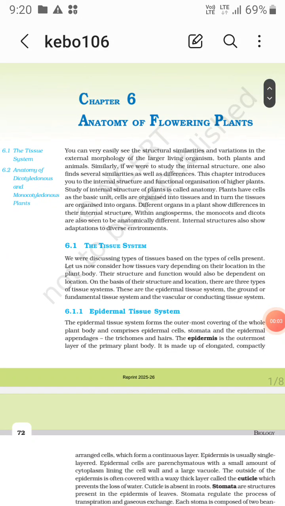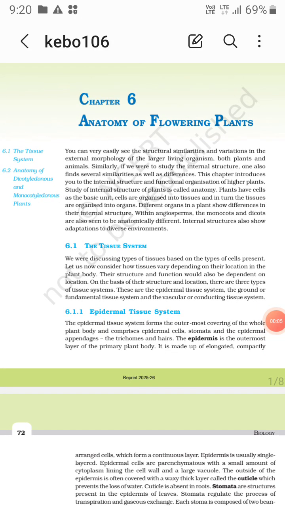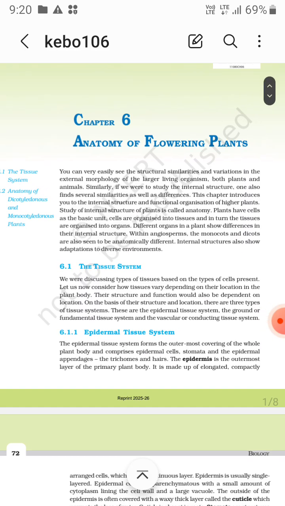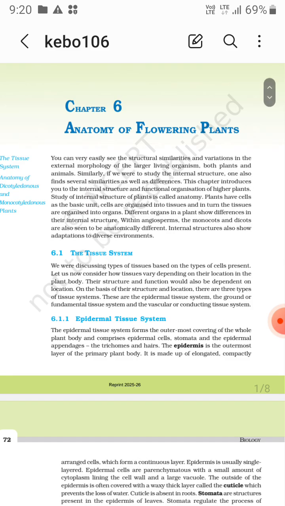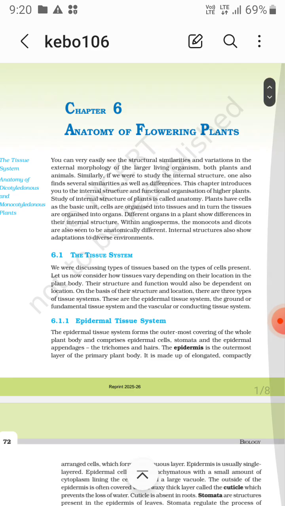So we are here on chapter number 6, the anatomy of flowering plants. We are going to study the tissue system first, and the second part is the anatomy of dicotyledonous and monocotyledonous plants. So what's in the introduction?